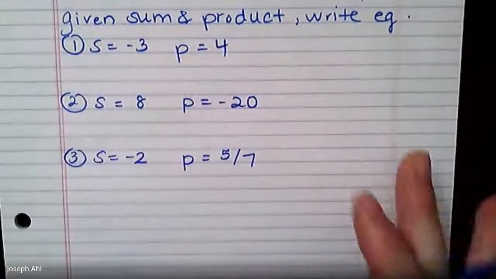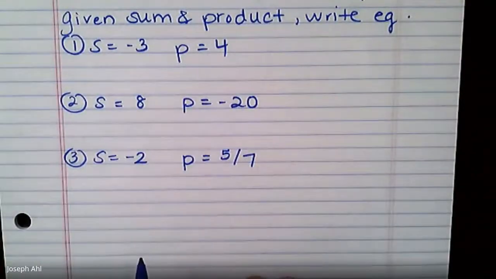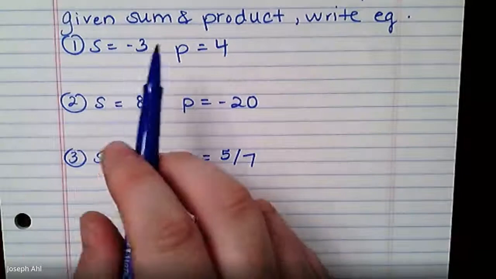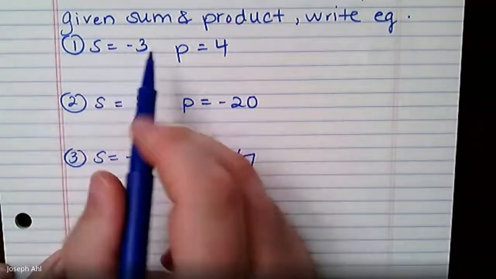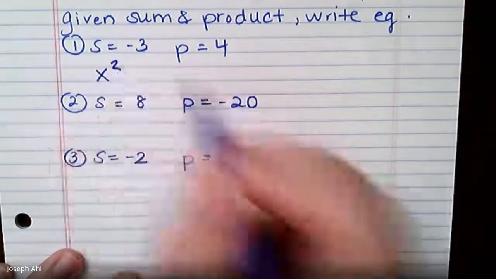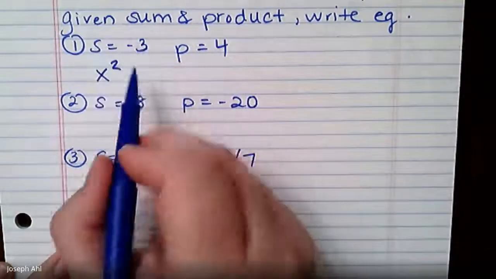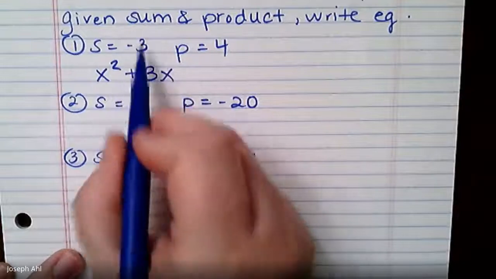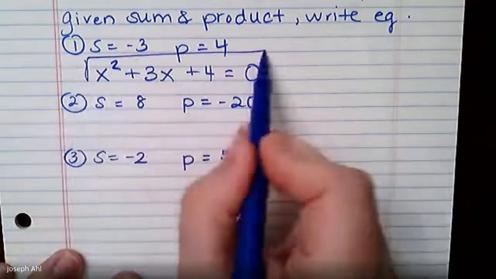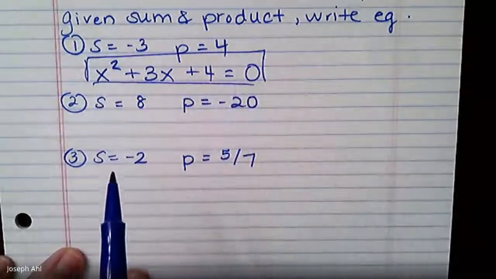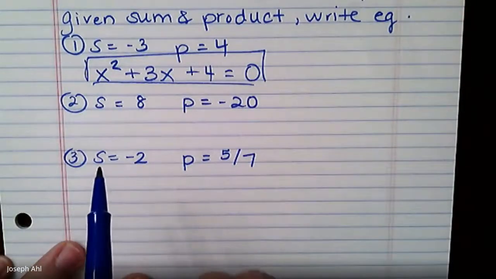Given the sum and product, we'll write the equation of the quadratic that has a sum of the roots equal to negative 3, product equal to 4. All right, so here's what we're going to do. First one. If the sum is negative 3, it's going to be x squared plus 3x, right? Change the sign of the sum. Keep the product plus 4 equals 0, and we are done. These go so fast, you're going to love them.